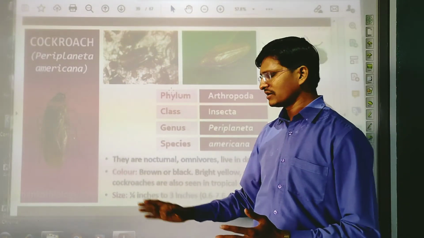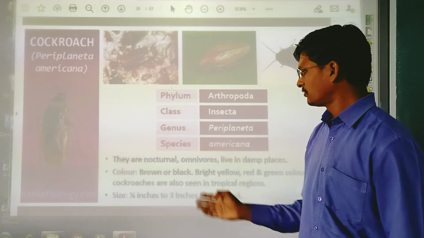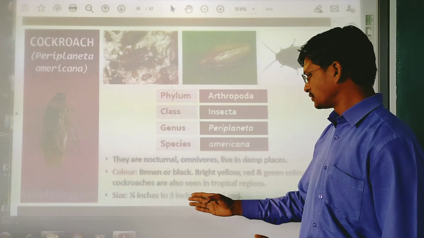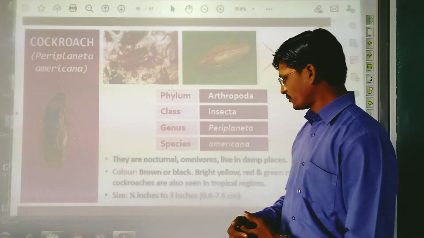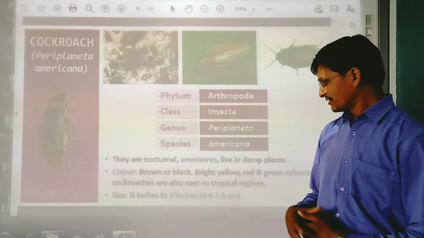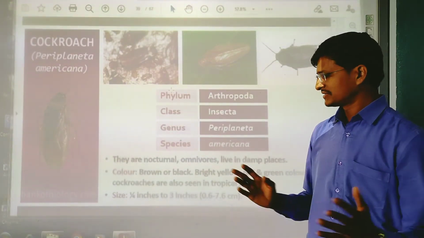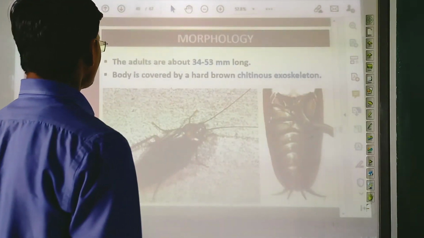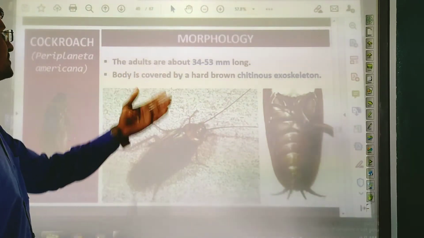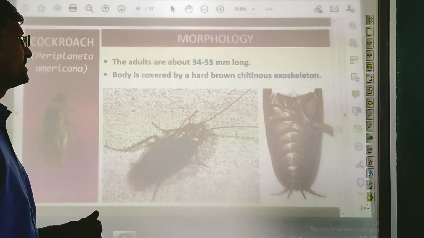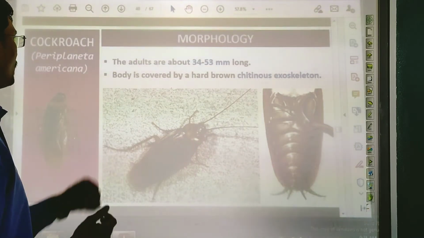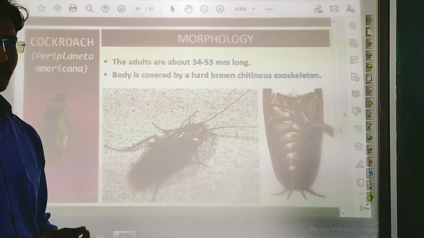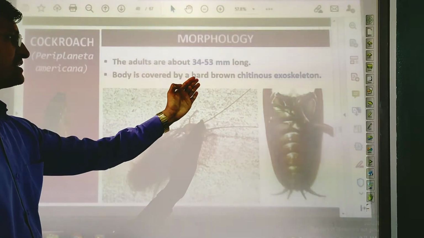What is the size and color of this cockroach? It is brown or black. Size is 1/4 inch to 2 inch, or generally 0.6 to 7.6 centimeters. The adults are about 34 to 53 mm long, and the body is covered with a hard brown chitinous exoskeleton. It is made up of a chitinous exoskeleton.